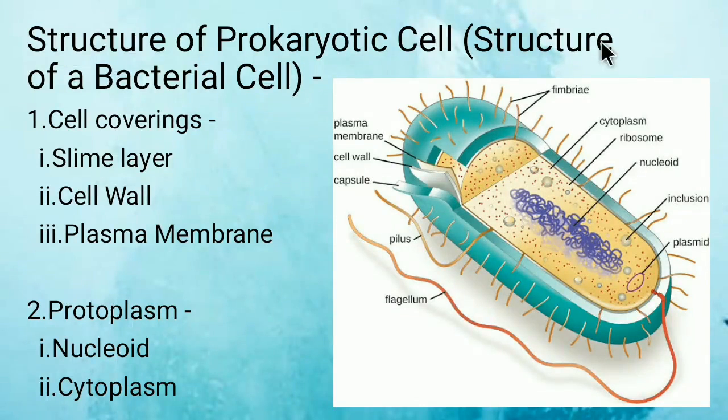Let's see the structure of prokaryotic cell. We can divide the structure of prokaryotic cell into two parts. Number one is cell covering or cell envelope, which contains slime layer, cell wall and plasma membrane, and the second one is protoplasm, which contains nucleoid and cytoplasm.